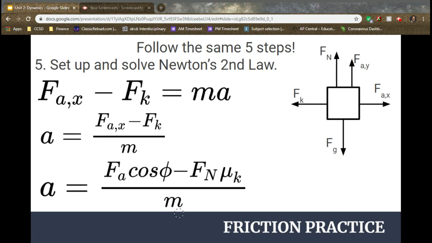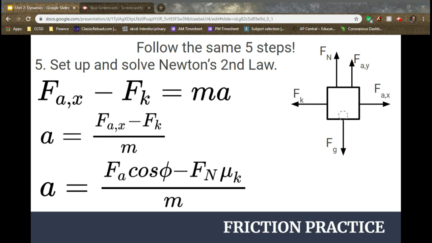So I can go on to step 5 and start looking at the x direction because that's where my motion, my acceleration is going to be. So Newton's second law, net force. Sum of the forces. The x component of the applied force is going to the right, so that's positive. My kinetic friction is going to the left, so that's negative. And it equals mass times acceleration. In this case, I can't assume that there's no acceleration. For the y direction, I could assume that because there was no motion up or down.